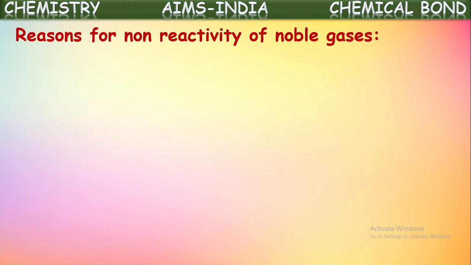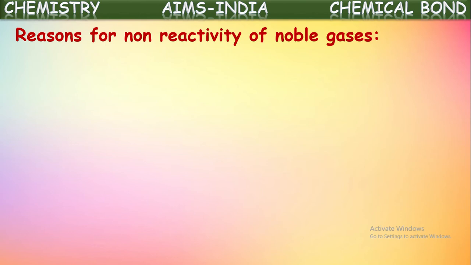So first let us see the reasons for the non-reactivity of noble gases. At the start we said that out of these 118 elements known to date, some of them are comparatively less reactive and do not participate in chemical bond formation. What is the reason for the non-reactivity of these elements? We call those elements noble gases, isn't it?